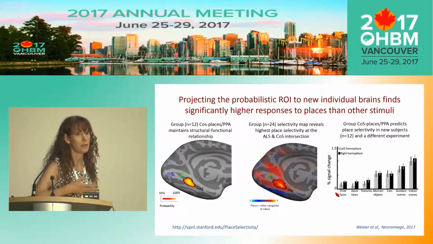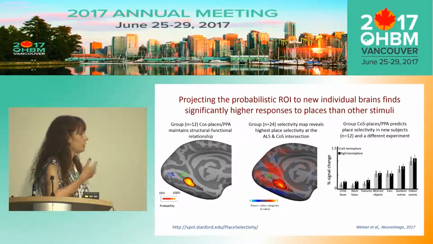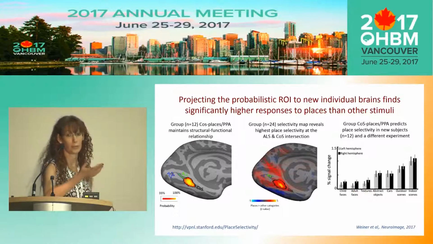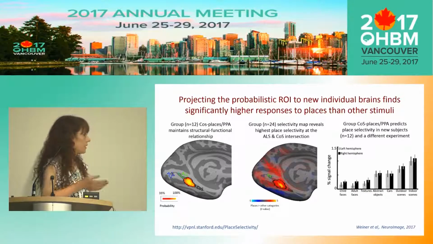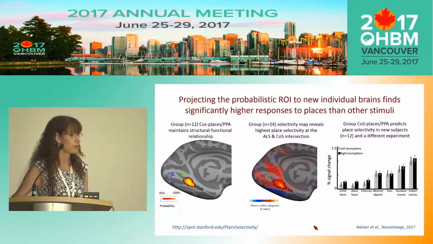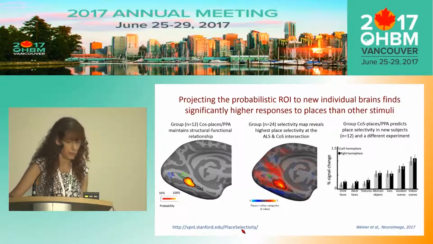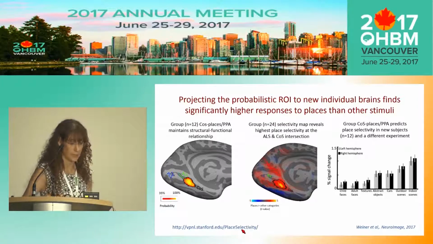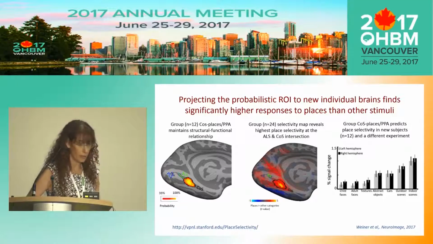So this is an example where, using the structural functional coupling, we're able to predict place selectivity in new brains. This ROI is published. It's on the FreeSurfer average brain, and you can freely download it from this link. So this is one example of structural functional coupling in the ventral stream.